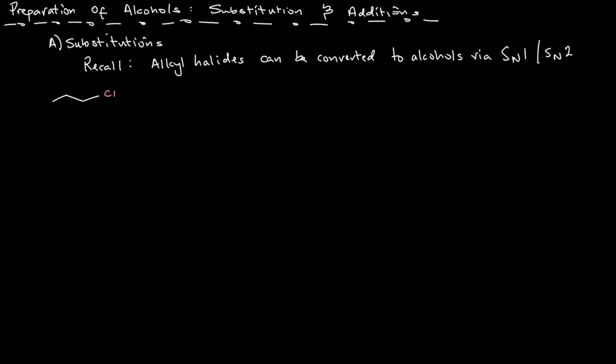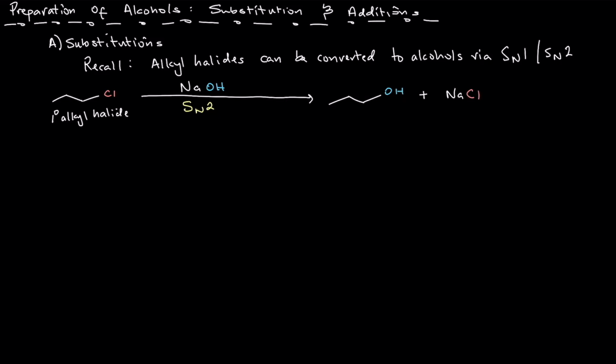For example, if we take this primary alkyl halide and you treat that primary alkyl halide with sodium hydroxide, hydroxide being a strong nucleophile, strong base, the mechanism that this reaction would undergo is through an SN2 mechanism to form this alcohol, in this case a propanol, and your byproduct will simply be your sodium chloride salt.